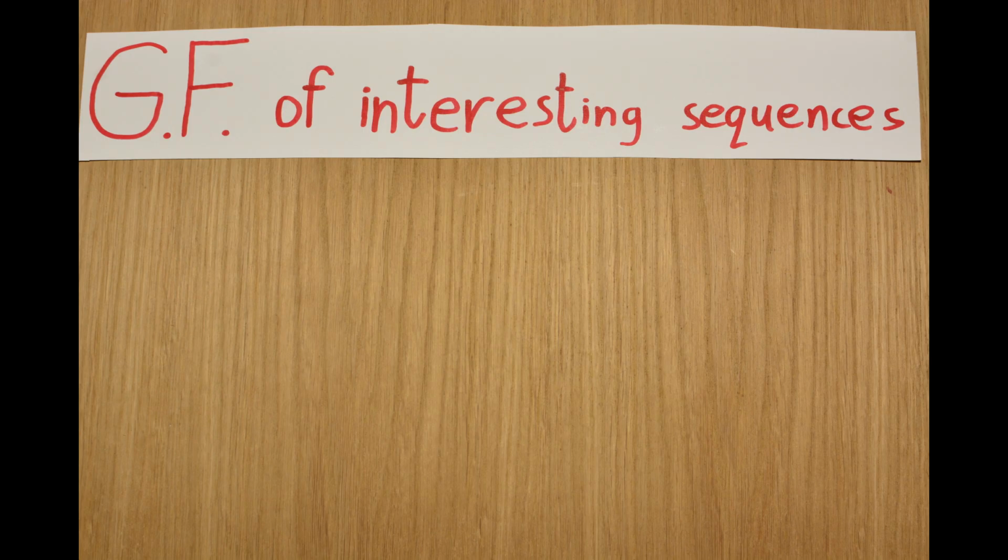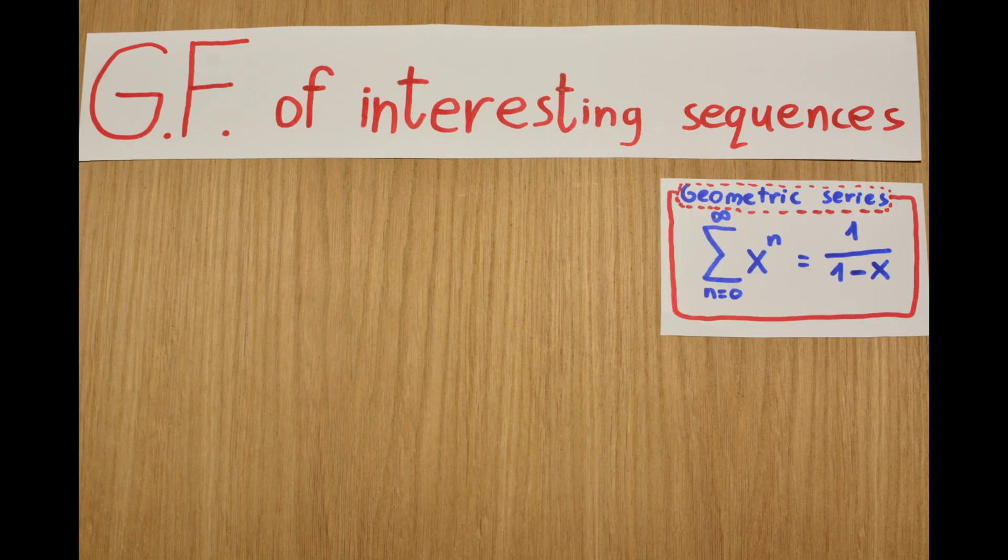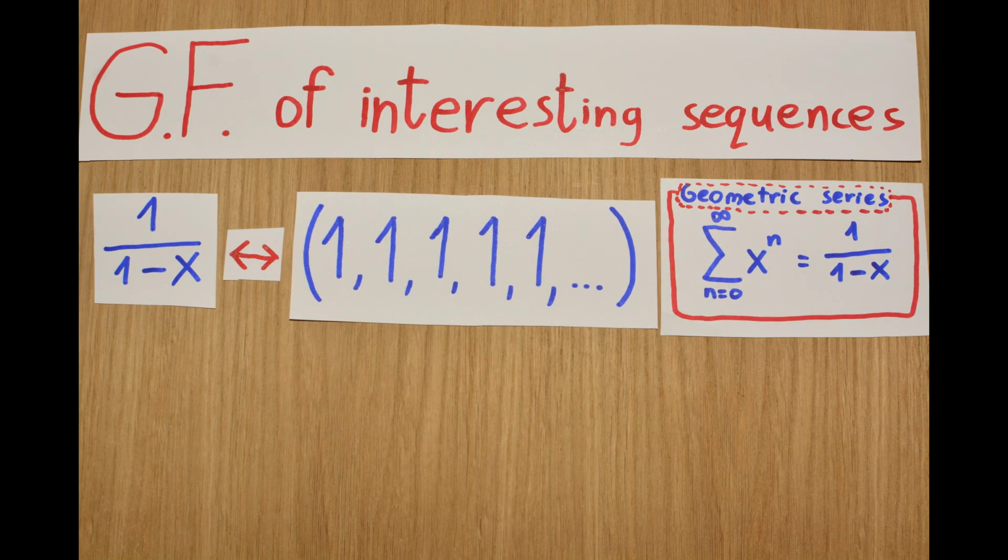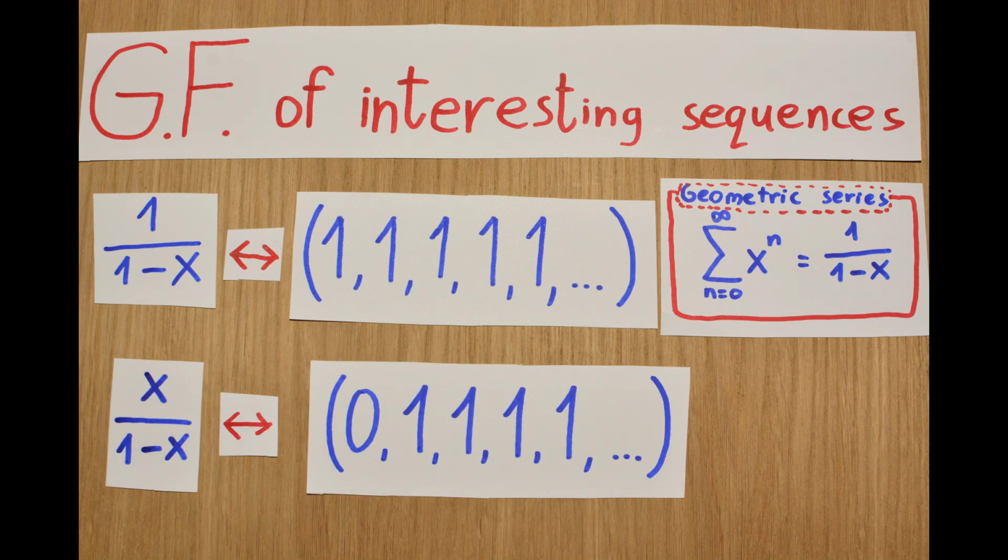In the remainder of the video, I want to show you how to find generating functions for more interesting sequences. We can tell from the geometric series that the function 1 over 1 minus x corresponds to a constant sequence of 1s. And we already know how to shift the sequence right.